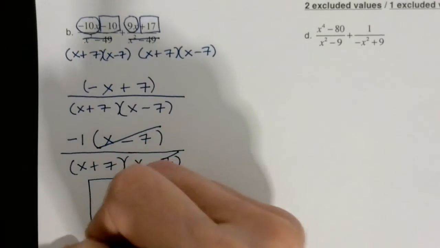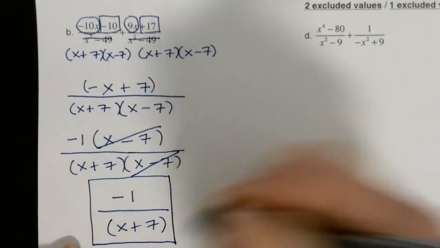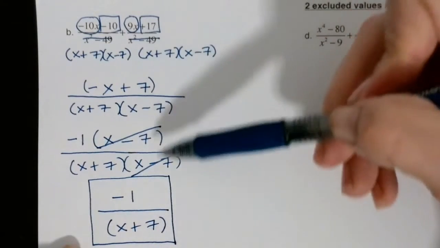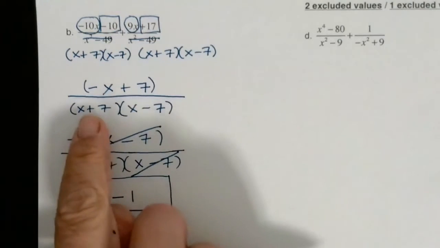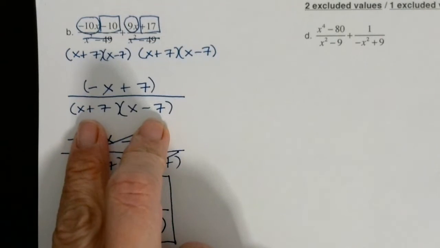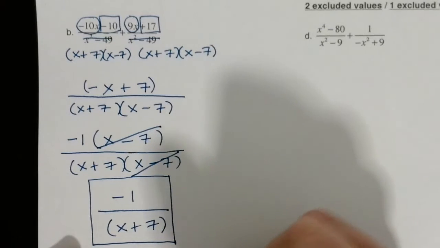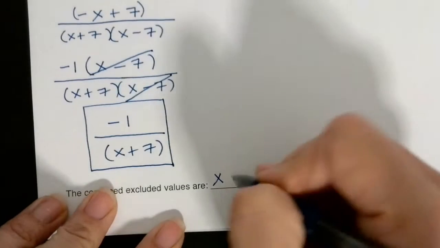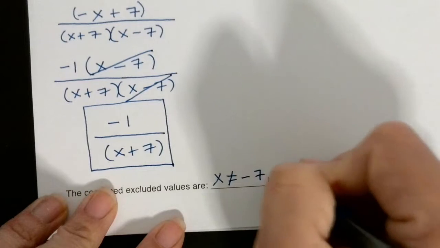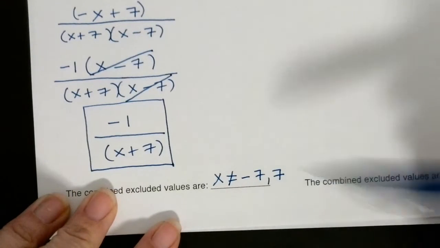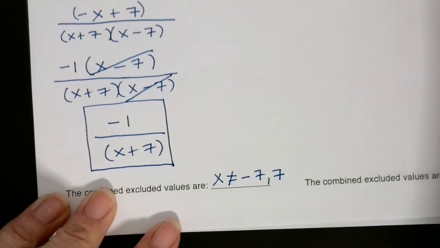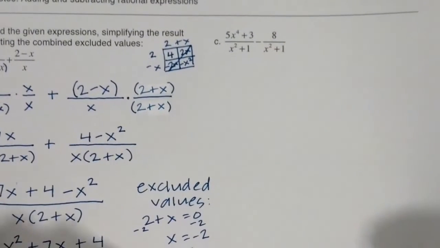Then we have to do the excluded values. Remember, when you do your excluded values, you're going to want to start from the beginning of your problem and not just look at the answer in the box. Right here, wherever you factored, is the best place to look. So we can see x cannot equal negative 7 or 7. Again, just set these equal to 0, or at this point, you might be able to do the math in your head. Okay? Now we're going to move on to the next one, where we're subtracting instead of adding.